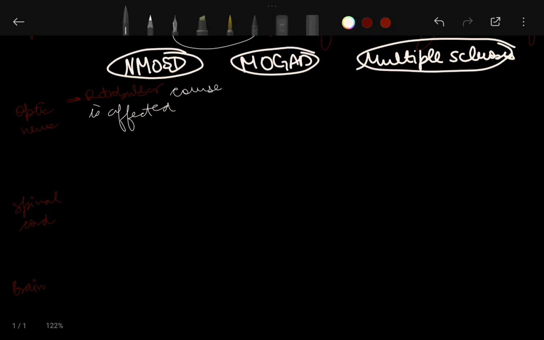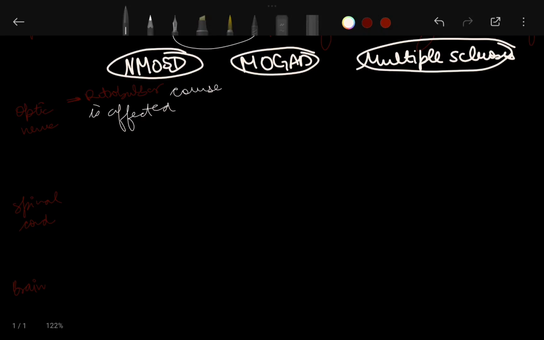Okay, so there are 3 types of demyelinating disorders that we have studied till now. The first one is neuromyelitis optica spectrum disorder, the second one is multiple sclerosis, and the third one is myelin oligodendrocyte glycoprotein antibody associated disease. After that, we will differentiate these diseases on the basis of optic nerve, spinal cord, and pain.